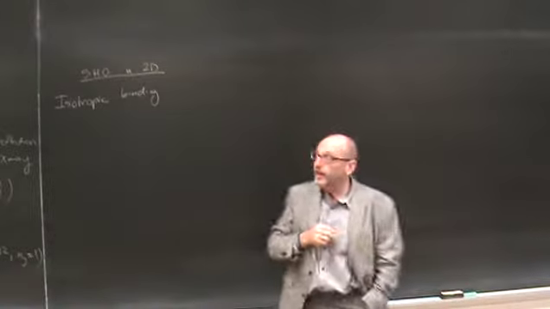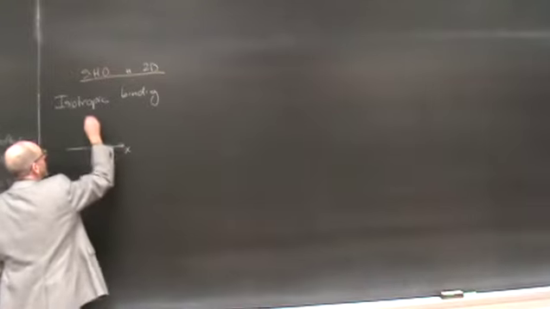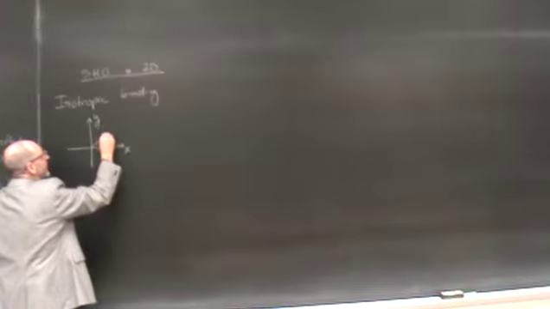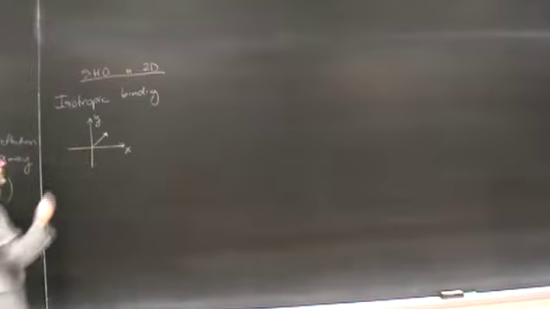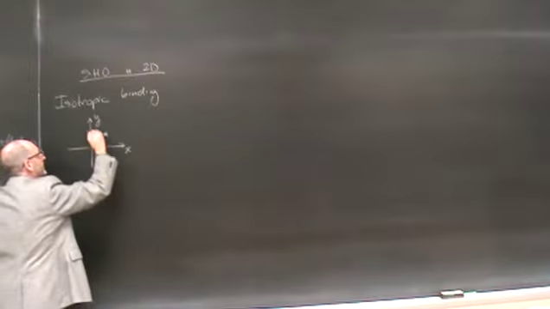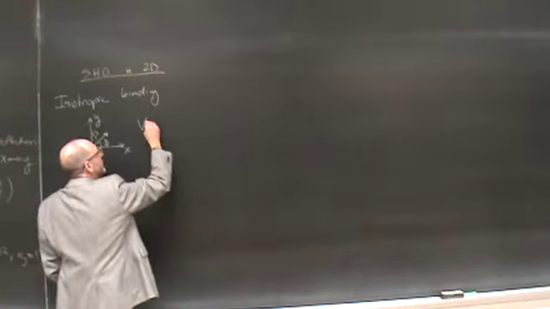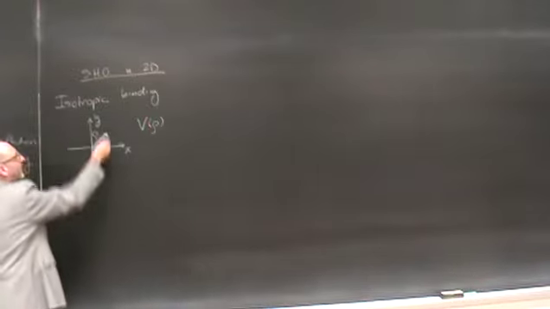Okay, so if we have isotropic binding, then here's my coordinate system x, y, and let's say the equilibrium point is at the origin. In cylindrical coordinates, I have a rho and a phi. Then we're looking at the situation where the potential of this system is only a function of rho. It doesn't depend on phi.